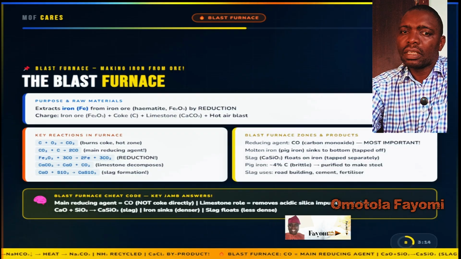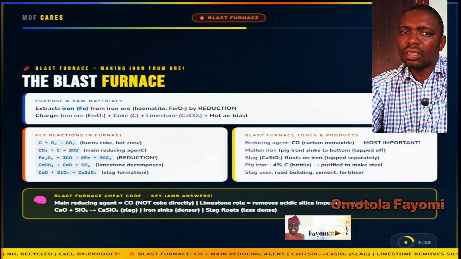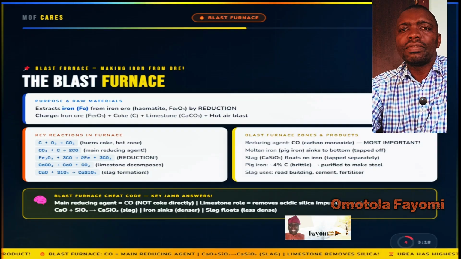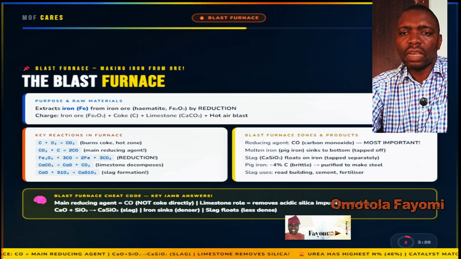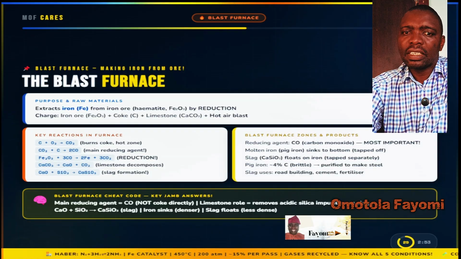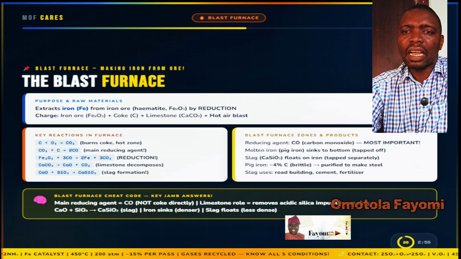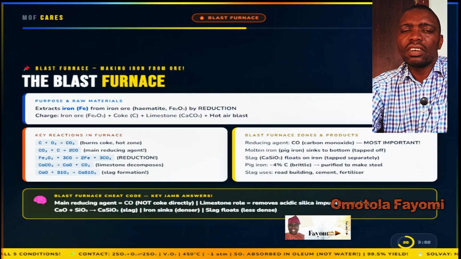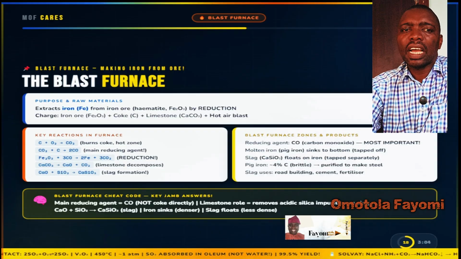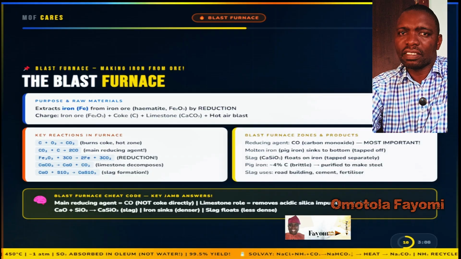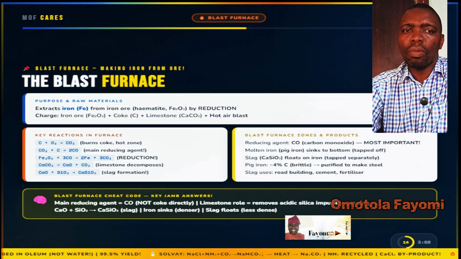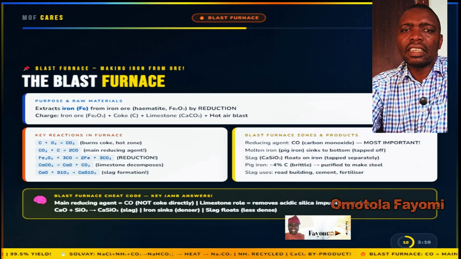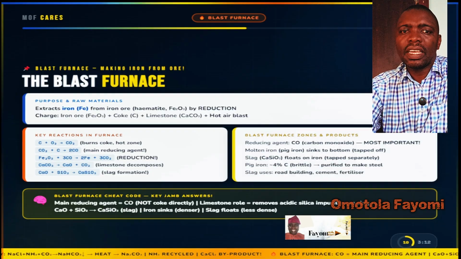Limestone's role is that this limestone, calcium carbonate, decomposes to give calcium oxide and CO2, carbon dioxide. The calcium oxide is a base that reacts with the acidic silica, that's SiO2 impurity from the iron ore. That CaO plus SiO2 gives calcium silicate, that's the slag. The slag floats on top of the denser molten iron and is tapped off separately through a different outlet.